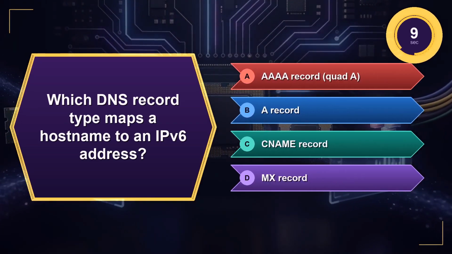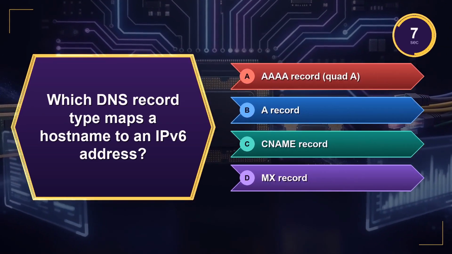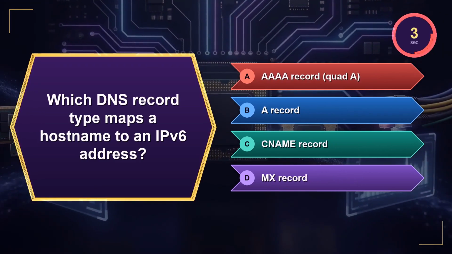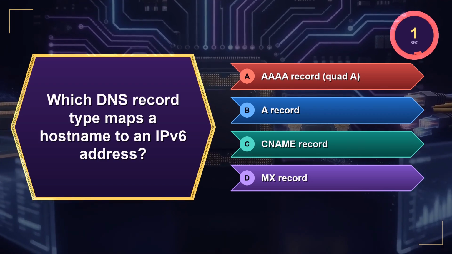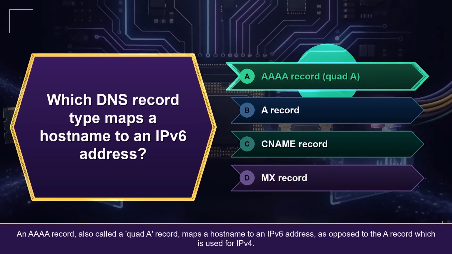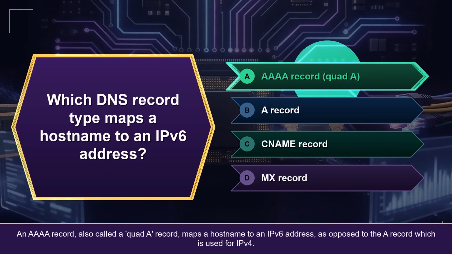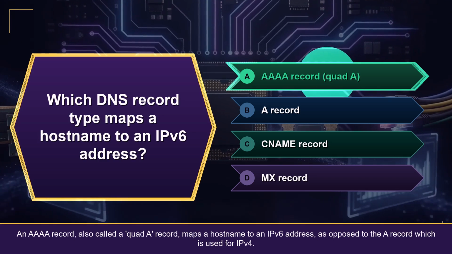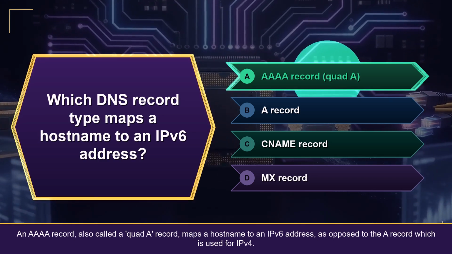Which DNS record type maps a hostname to an IPv6 address? A quad A record maps a hostname to an IPv6 address, as opposed to the A record which is used for IPv4.